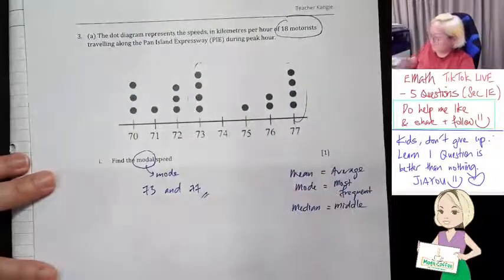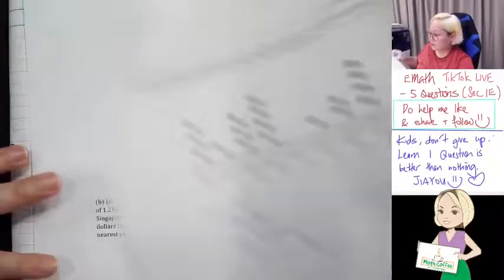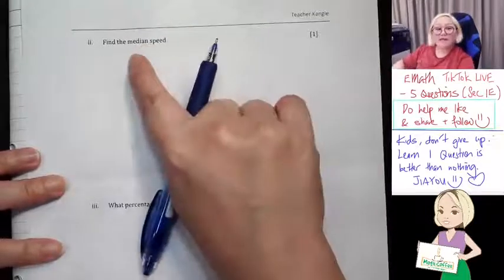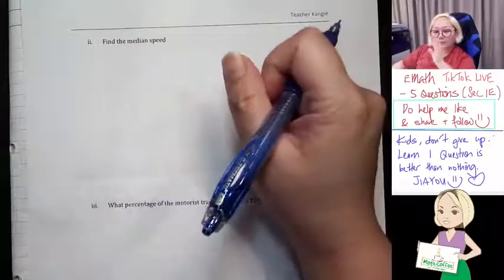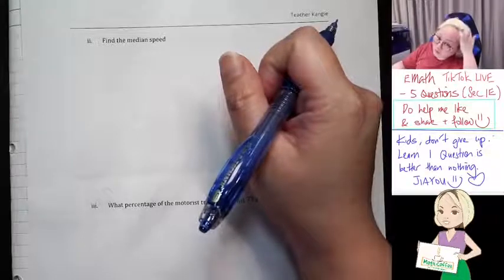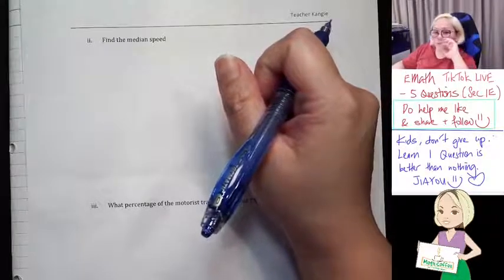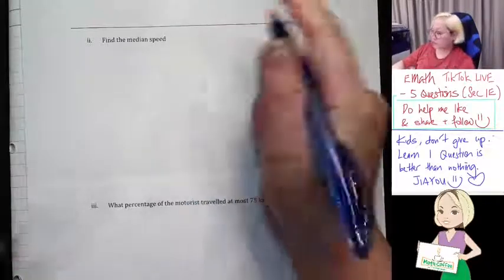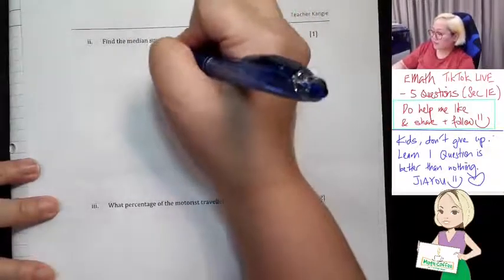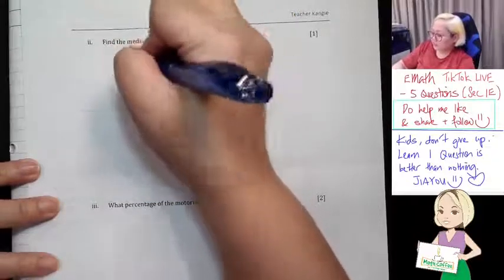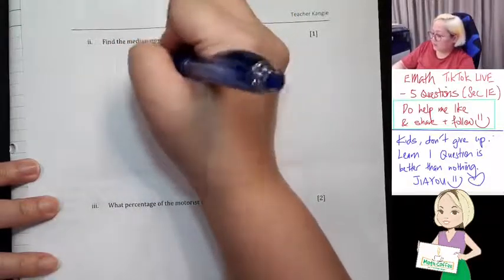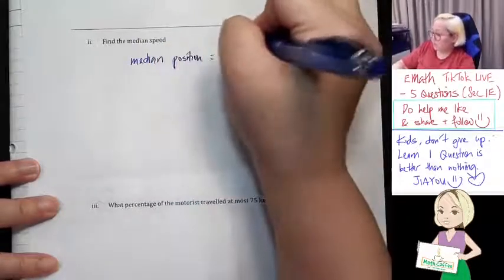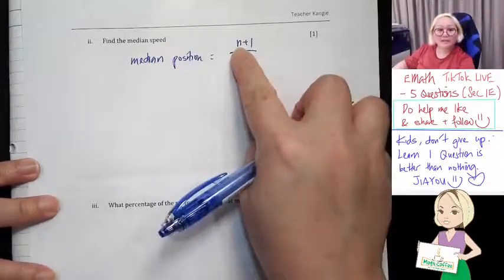Okay, so this is my answer for the mode. Let's move on. Next, find the median speed. Median speed, you need to do one step, which is find the middle position. So kids, please go and write the median position. I need you to remember this: n plus 1 over 2. N is the number of data that you have.